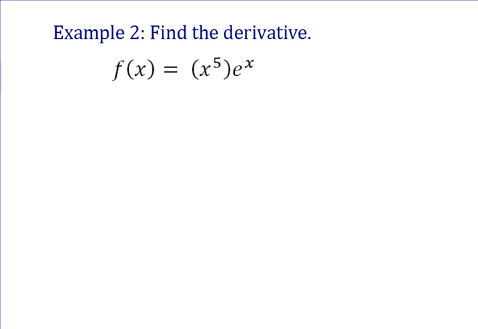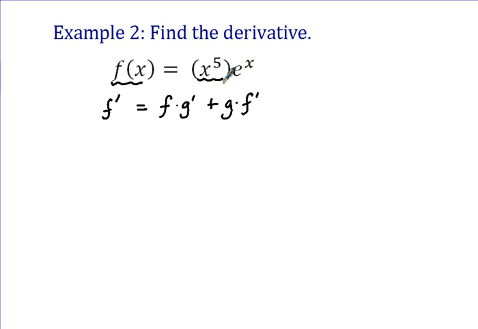Let's look at another example. Find the derivative of this function. f of x is equal to x to the fifth times e to the x. So in this example, you can see we have two functions here being multiplied, so we must use the product rule. And I'm just going to rewrite the product rule here for us. f prime, and in this case, this f prime is referring to this f, which just means our derivative is going to be equal to f times g prime plus g times f prime.